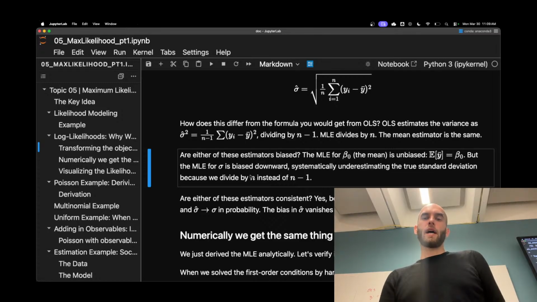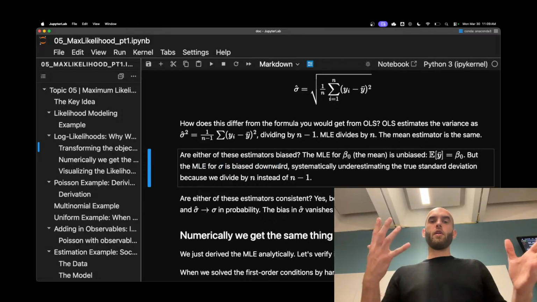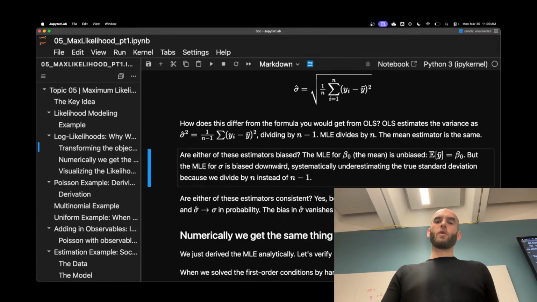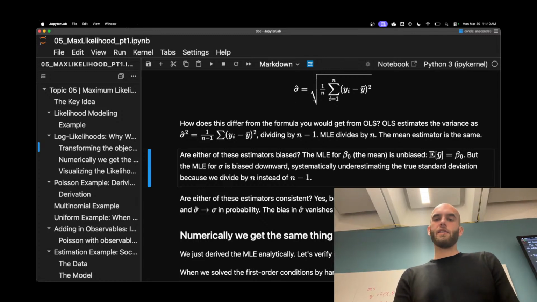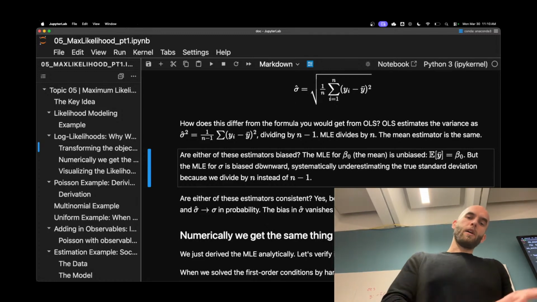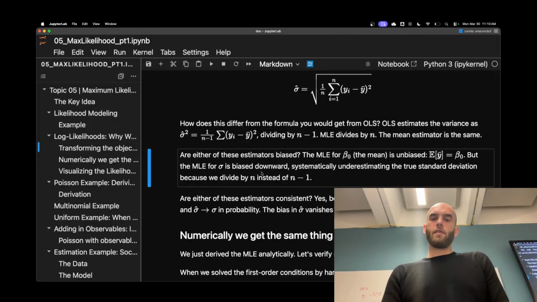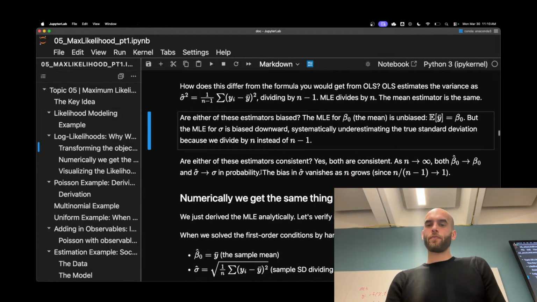Are either of the estimates biased? Well, the MLE estimate for the average is unbiased, but our MLE for the standard deviation is biased downward slightly. We know OLS is BLUE, so it's unbiased. MLE is slightly downward biasing the standard deviation and the variance. So we're sort of underestimating the true standard deviation.